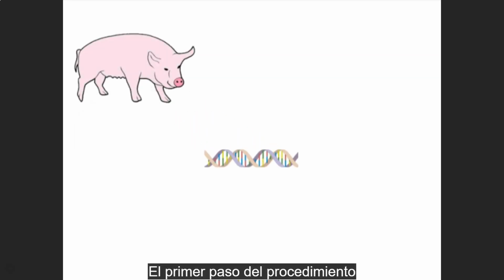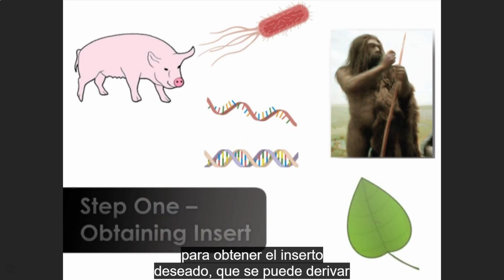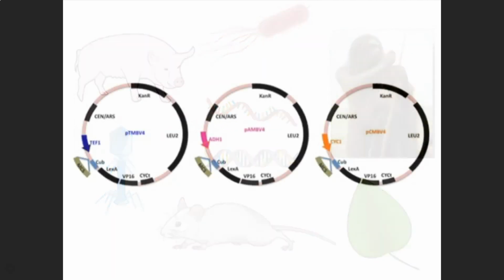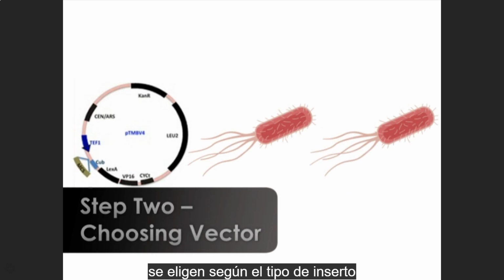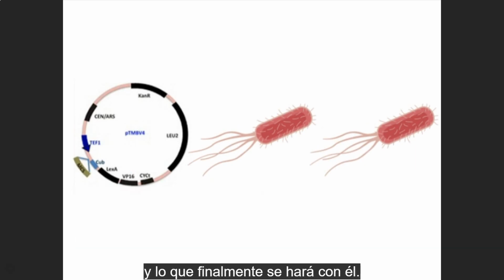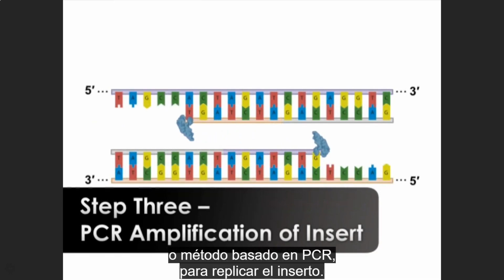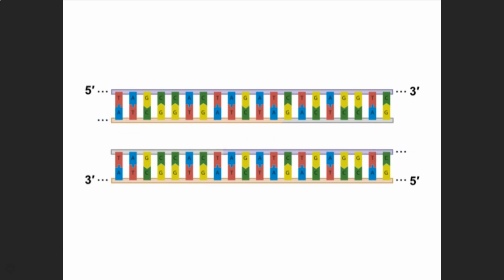The first step of the general molecular cloning procedure is to obtain the desired insert, which can be derived from DNA or mRNA from any cell type. The optimal vector and its host organism are then chosen based on the type of insert and what will ultimately be done with it. A polymerase chain reaction, or PCR-based method, is often used to replicate the insert.